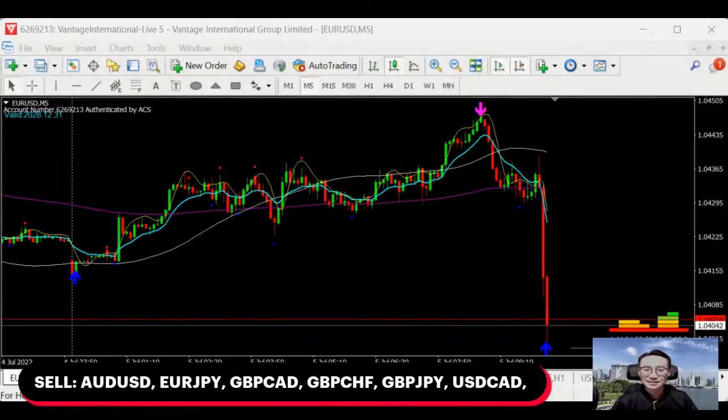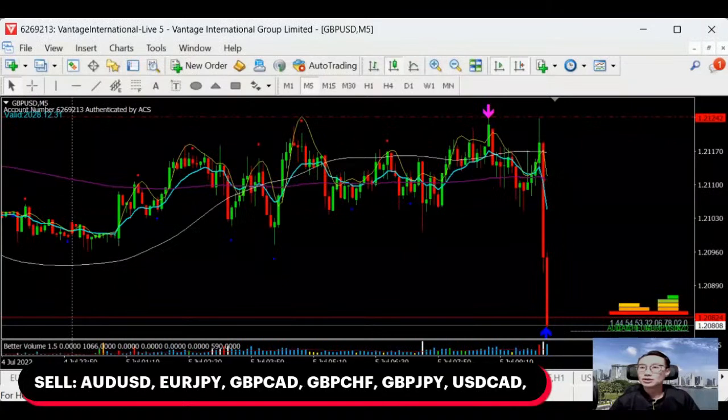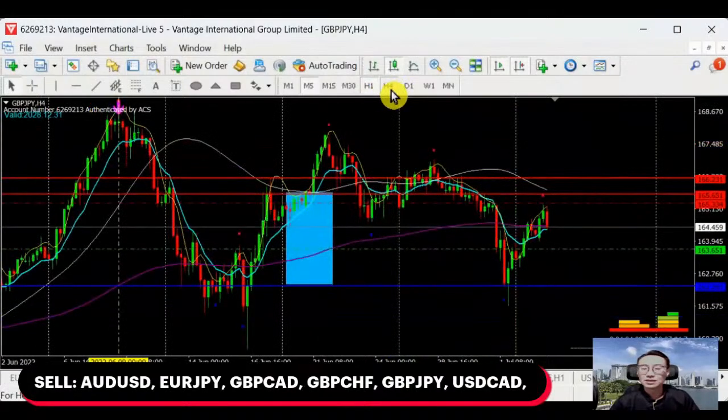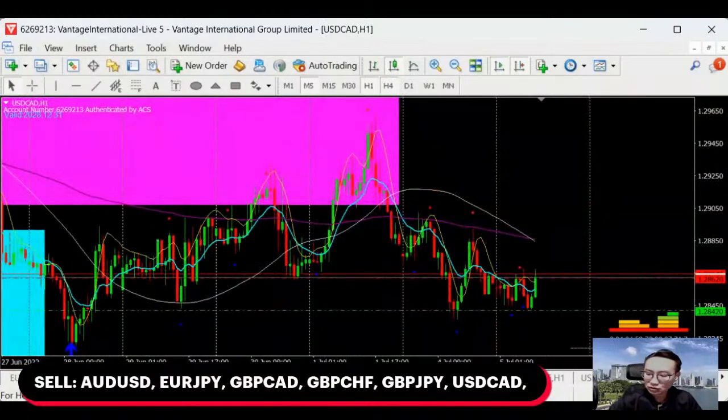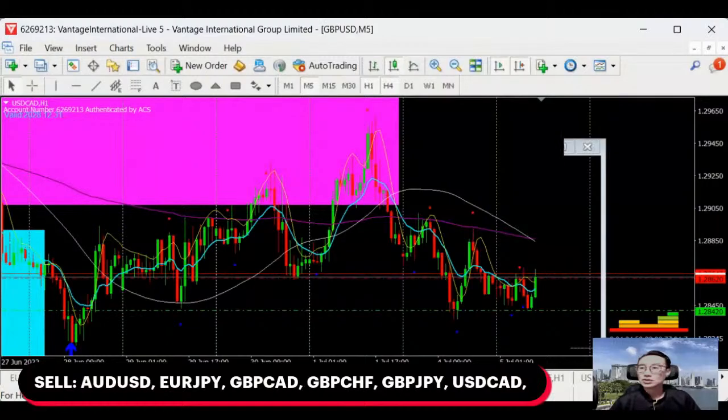Euro dollar has gone short, and pound dollar, same thing. So pound yen, let's come back to pound yen. Let's take a look at pound yen. Dollar CAD tentatively still not there yet, correct? Dollar CAD is still testing the resistance. I guess it's still pretty good.